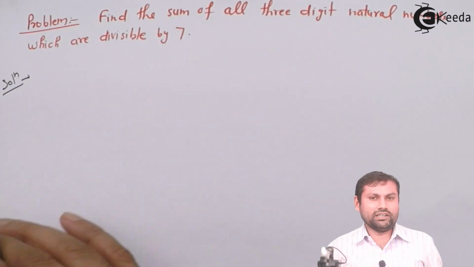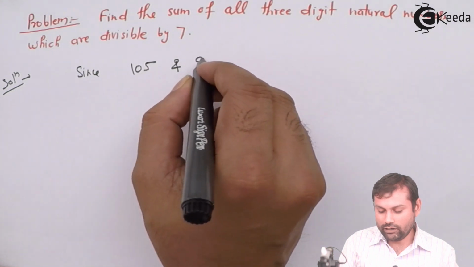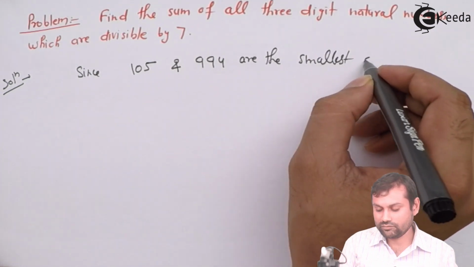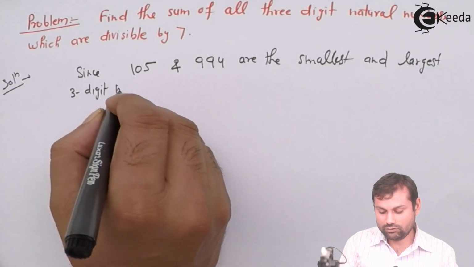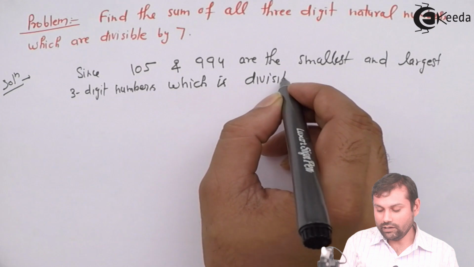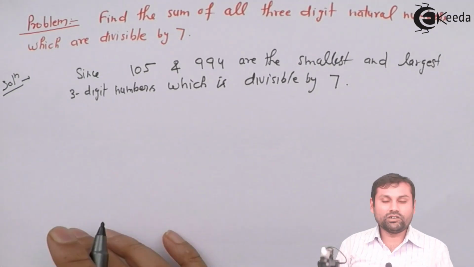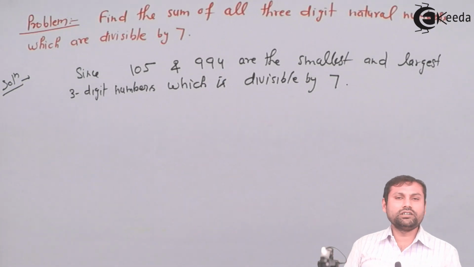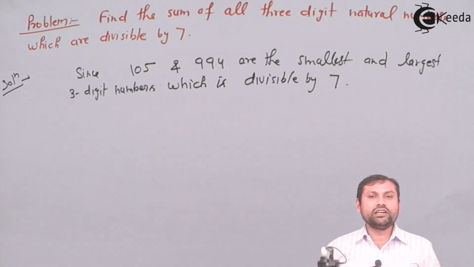So, solution. Since 105 and 994 are the smallest and largest 3-digit numbers which are divisible by 7, what is the second number? We can get it: 105, we add 7 to get 112, and again we add 7 to get another number which is divisible by 7, and keep going, you can get 994.